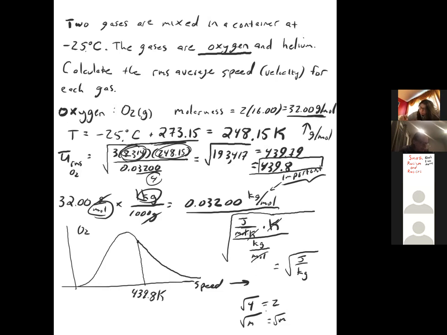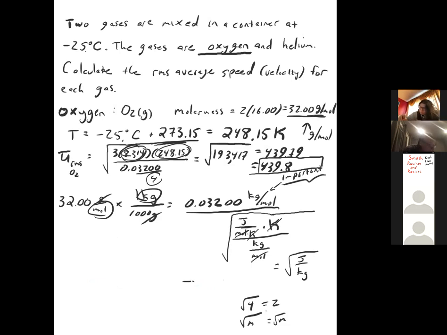But it turns out the issue here, let me erase this. The issue here is, what is a joule? A joule is a kilogram times meters squared divided by seconds squared. So the joule is what's called a derived unit. It has different units in it. So let me put those units in there.